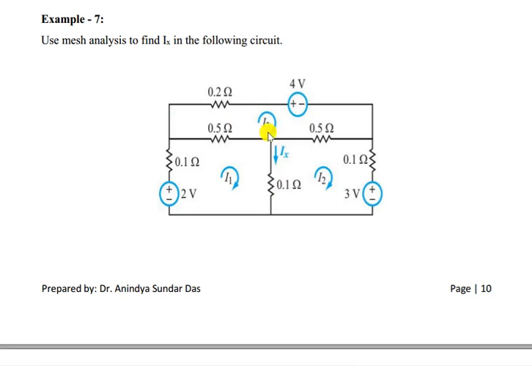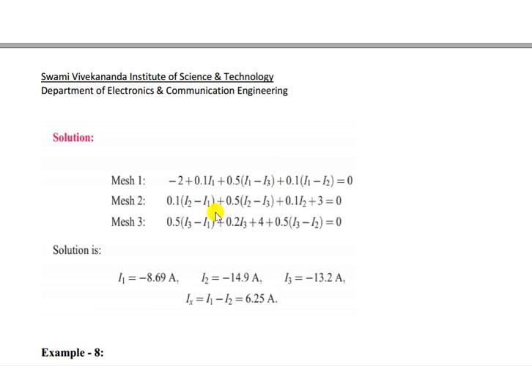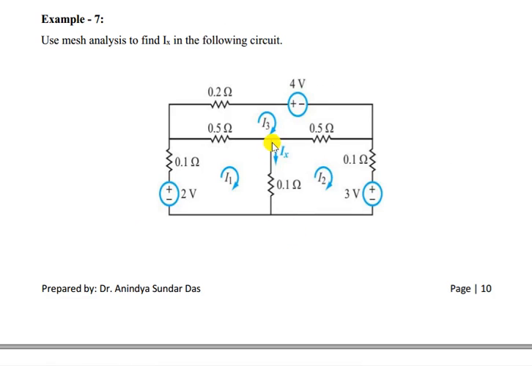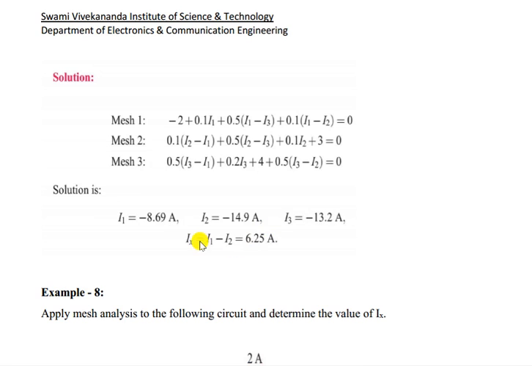For mesh 3 again you can write the same equation. You will get I1, I2, I3. Solve it. You will get I1, I2 and I3, and the value of Ix. Ix is this current, that is nothing but going downward. I1 is going downward. So Ix equal to I1 minus I2. That we can find out.